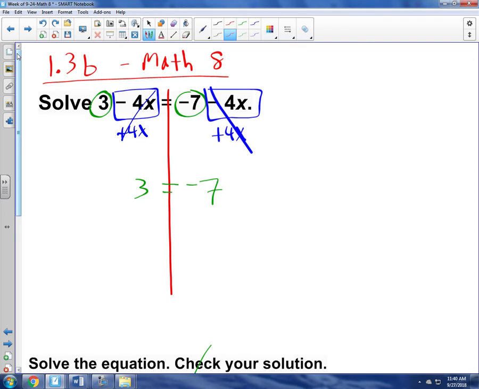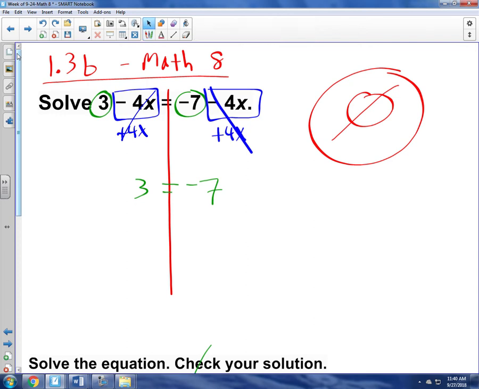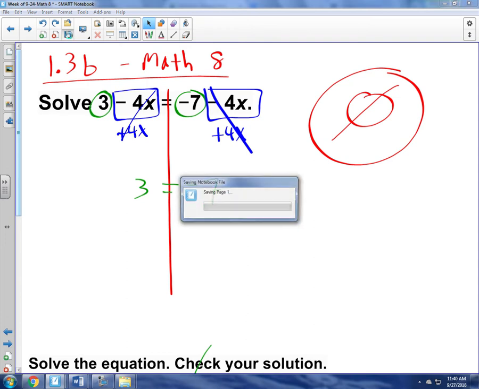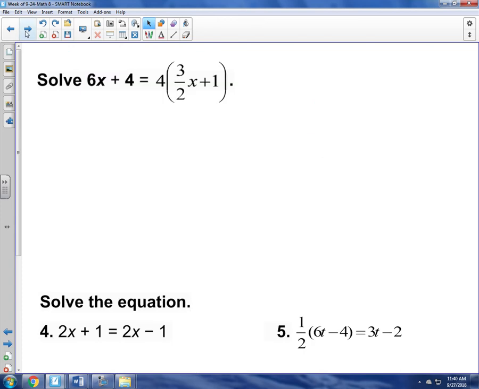When you have an equation that's not equal, it means your equation has no solution. It's not possible. There's no number for x that could make this work. So no solution, or just a 0 with a slash through it, is fine. However you want to write it is fine. So no solution is the answer to this one. Okay, let's go through another problem or two.